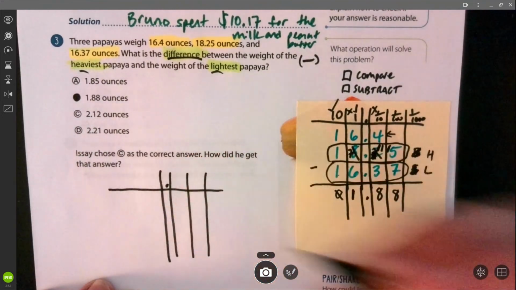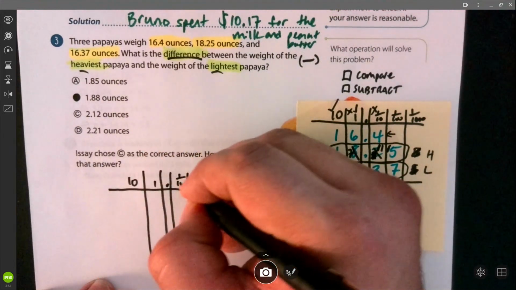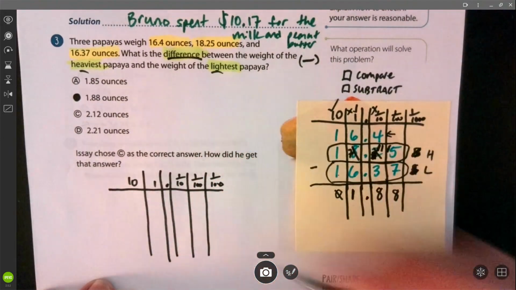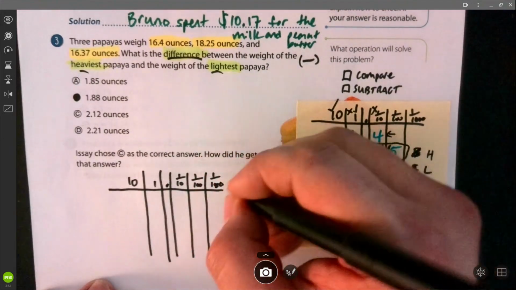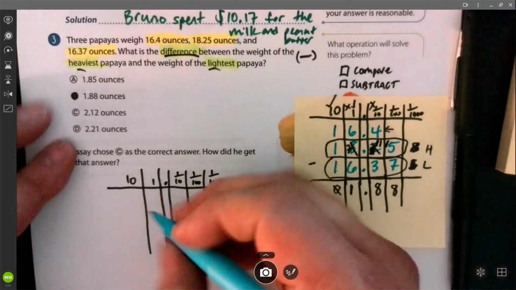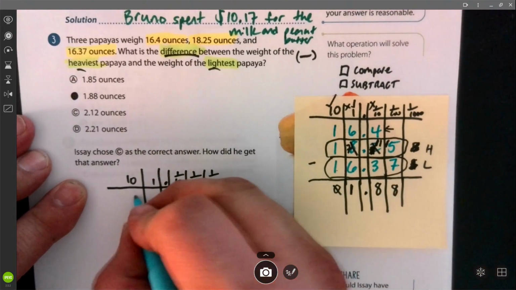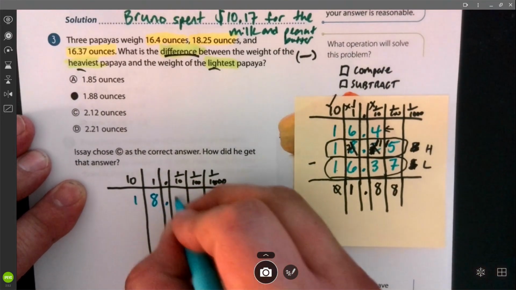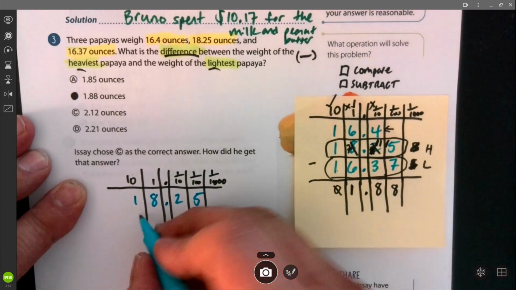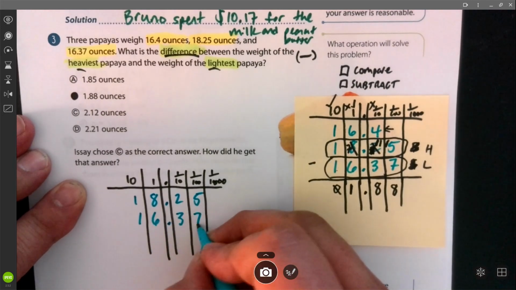Same business. Need to go out to our tens. And then I'm going to label these tenths, hundredths, thousandths. Make sure you... there it is. Getting a little sloppy there. So my largest was 18 and 25 hundredths, right? And then my lightest was 16 and 37 hundredths.